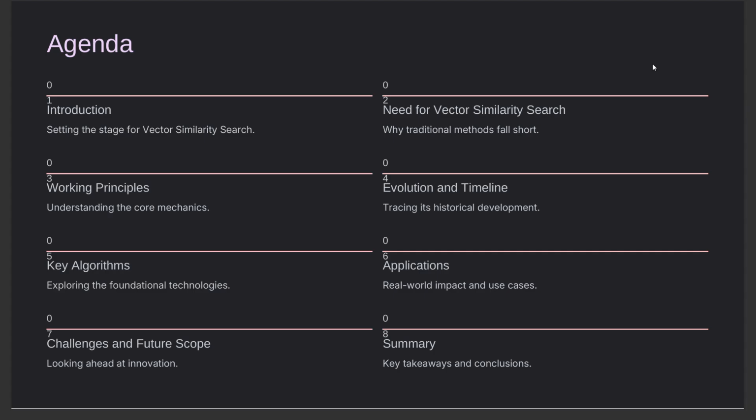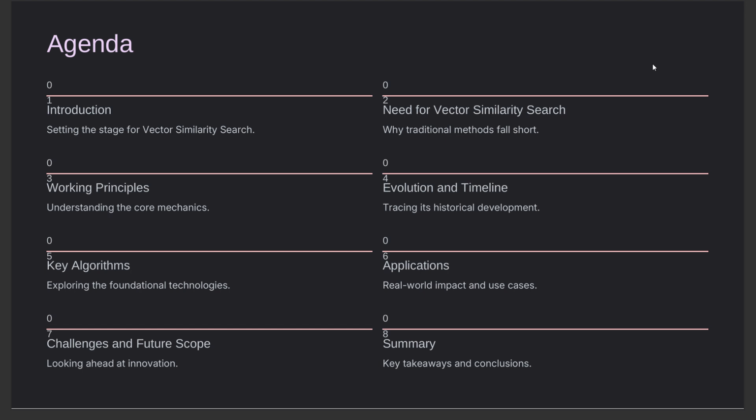In this presentation, I will be covering several important aspects. First, introduction: what vector similarity search is all about. Second, need: what is the need of vector similarity search, and why traditional search methods are no longer enough. Third, working principle: how it actually functions.